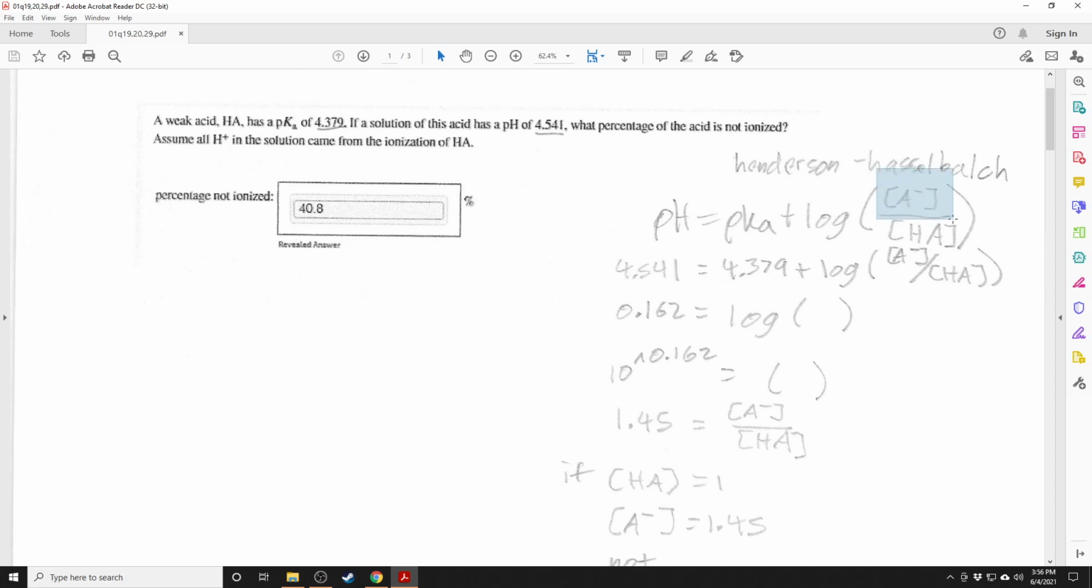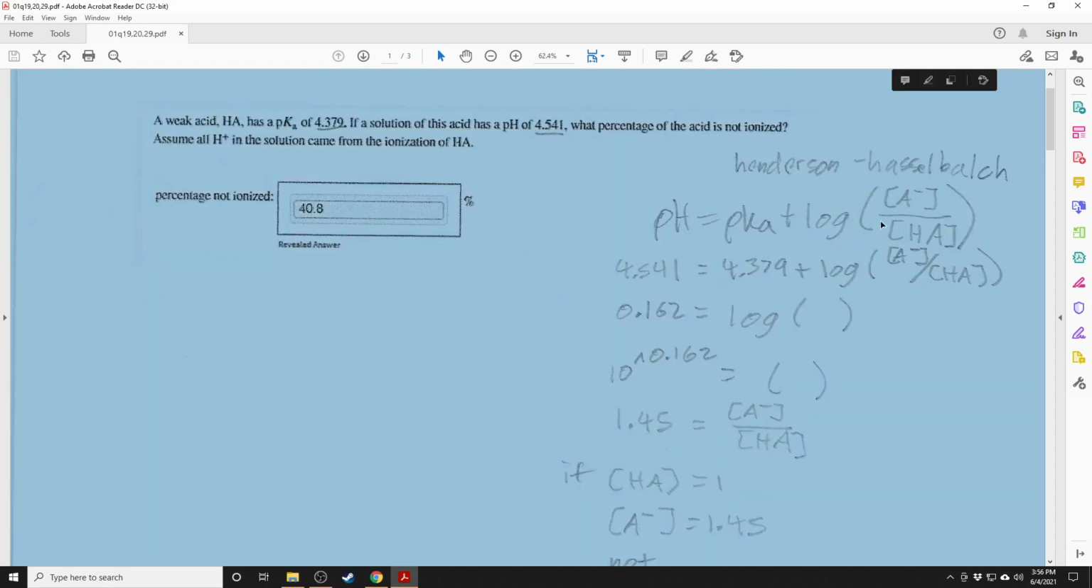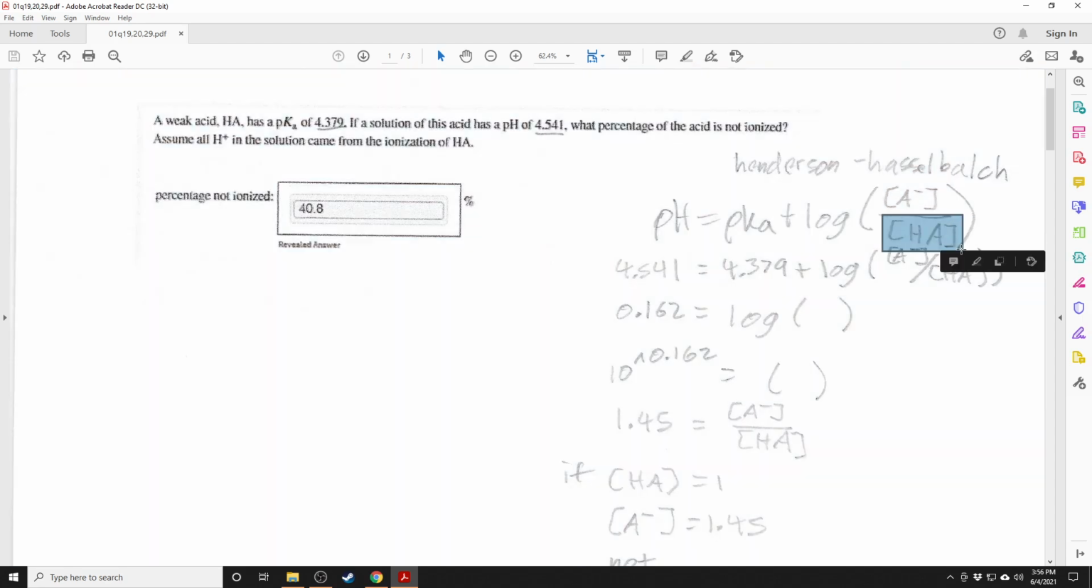And then this A minus, this is the stuff that's lost its H plus. So this is the ionized form of whatever acid you're talking about. Or another way of thinking of that is this is the conjugate base. And this right here would be whatever amount of HA, which is your acid, that didn't come apart.